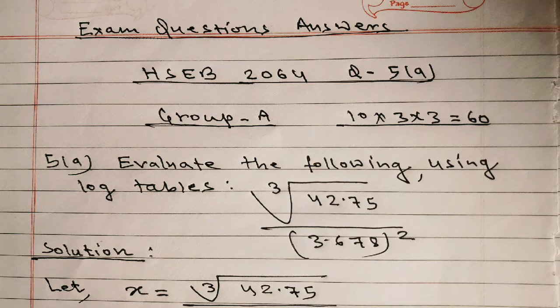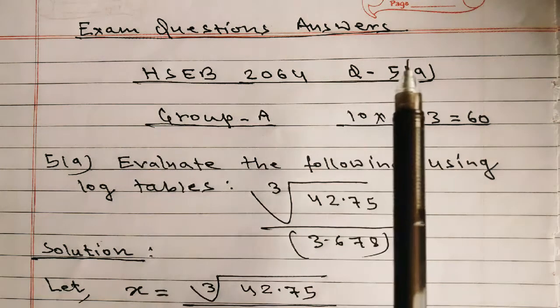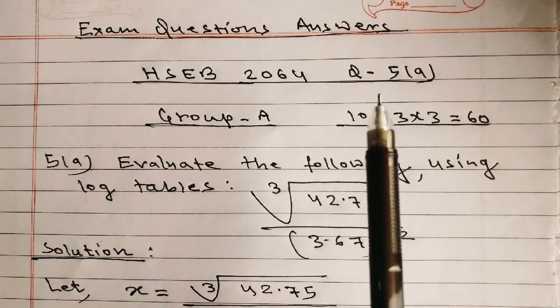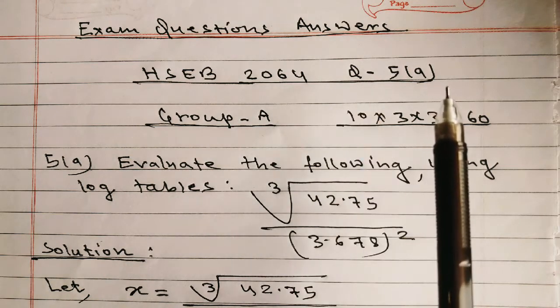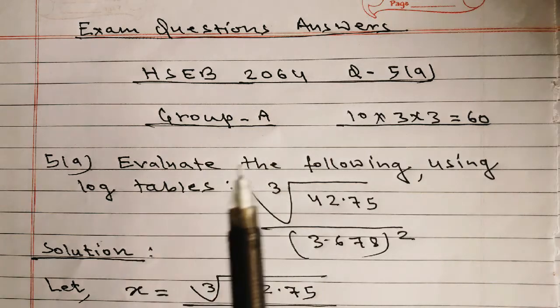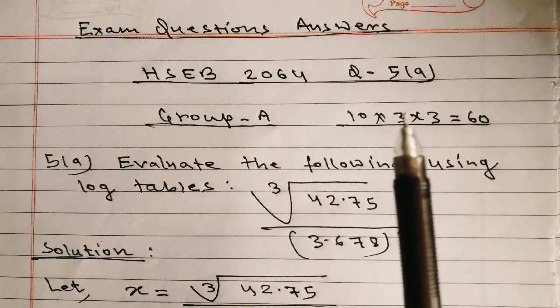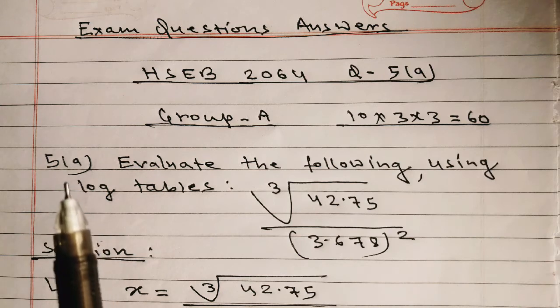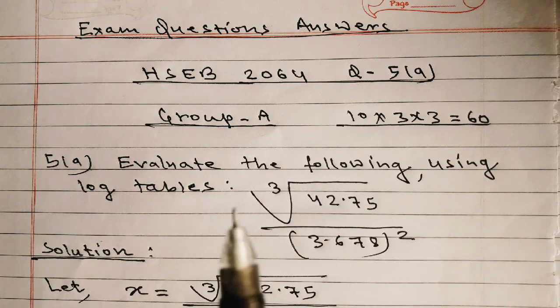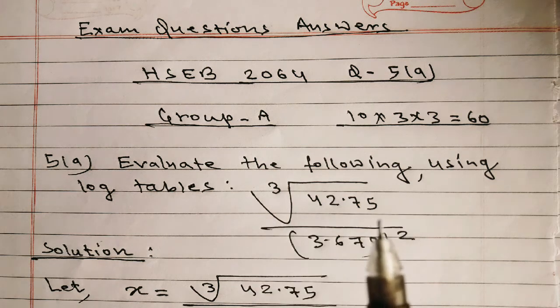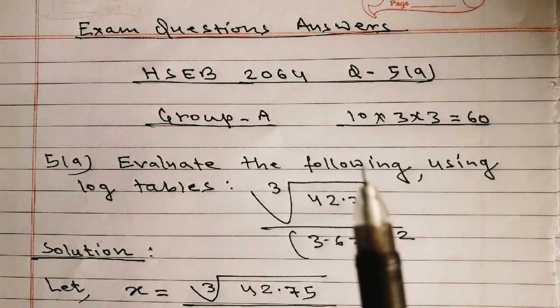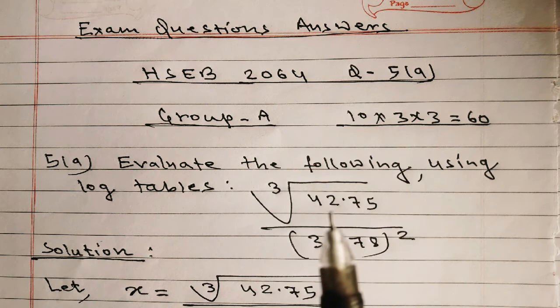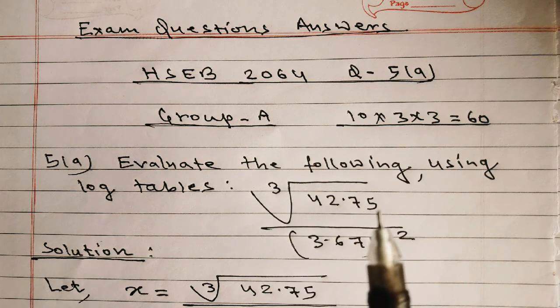Today in this lecture, we are going to discuss exam question answer HSEB 2064, NEB HSEB 2064, question 5A, Group A, a 3-mark question. Question 5A: evaluate the following using log tables. Cube root of 42.75 divided by 3.678 whole square. We have to evaluate the value of cube root 42.75 divided by 3.678 whole square by using log tables.